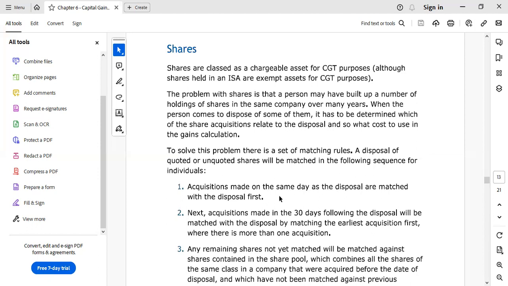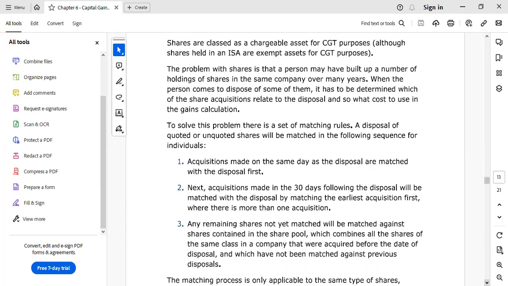First, acquisitions made on the same day as the disposals are matched with the disposal first. So in this type of question we have to look first if there was any acquisition made on the same day as the disposal, and we need to match that one. Second, acquisitions made in the 30 days following the disposal will be matched with the disposal, matching the earliest acquisition first where there is more than one acquisition.